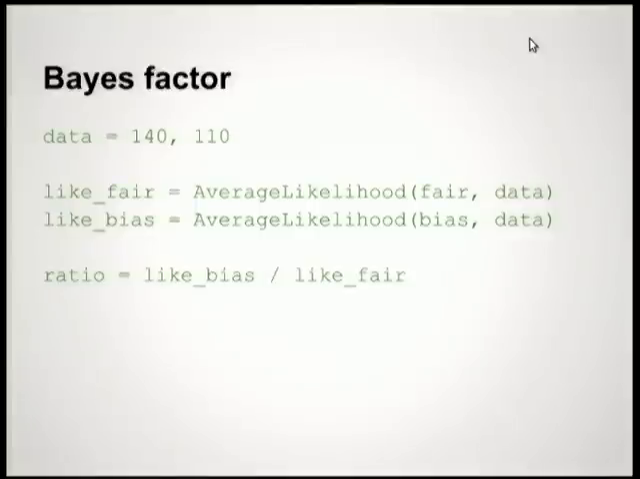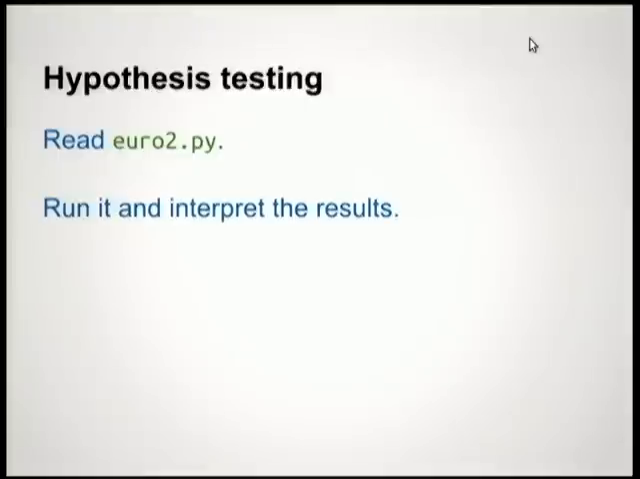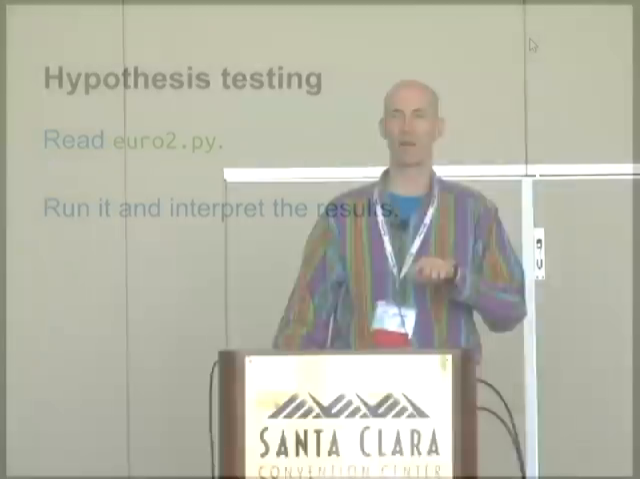And here's how I compute the likelihood factor, likelihood ratio, also known as a Bayes factor. So there's my data. Here is the likelihood of the fair hypothesis, the likelihood of the biased hypothesis, and then the ratio. This code is in euro2.py. So I want you to run that. We're going to run it once. We'll talk about what the results mean, and then you're going to modify it. So take a look, run it, think about what the results mean.